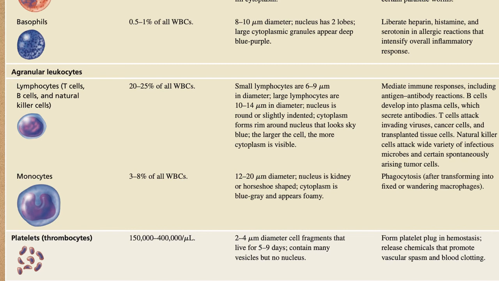The nucleus is round or slightly indented. Cytoplasm forms a rim around the nucleus that looks blue. The larger the cell, the more cytoplasm is visible. That's the thing that you need to consider, because there are three cells, T cells, B cells, and NK cells, so they differ from time to time. The function is it mediates the immune response, including the antigen-antibody reaction. The B cells develop into the plasma cells, as we mentioned earlier, remember the diagram, which secrete antibodies.